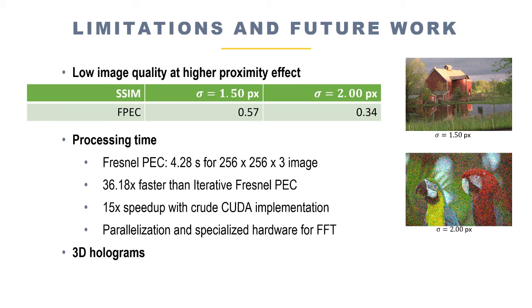There are several limitations to our method. First, the FPEC method cannot handle extremely high levels of proximity effect, such as sigma equals 1.5 or 2 pixel. Second, the processing speed of the FPEC is slow. Currently, it takes 4.28 seconds to process a 256 by 256 color image with our MATLAB implementation. However, it is still 36 times faster than the baseline IFPEC method. We believe massive parallelization and specialized hardware for FFT can dramatically accelerate the FPEC method into real time.